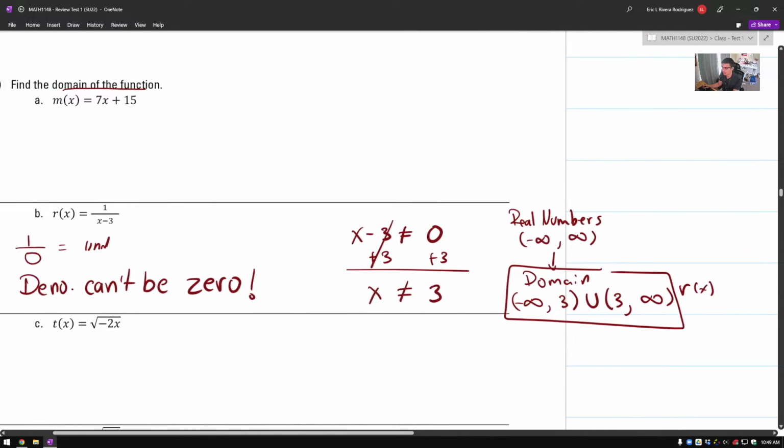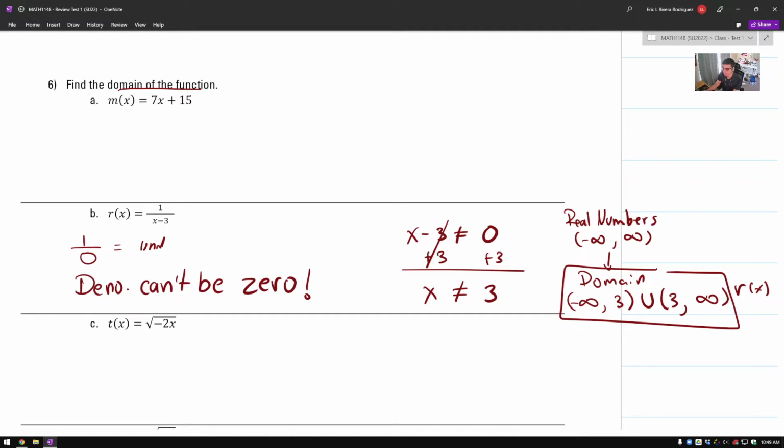Okay, we modify the interval of the real numbers based on the restriction that we have. So we have a restriction: the denominator cannot be equal to 0. So we check which value of x makes the denominator equal to 0. That value is 3. And then we modify the real numbers to get the domain of the function. So from negative infinity to 3, union 3 to positive infinity. Okay? This equation here doesn't have any restriction. So the domain is from negative infinity to positive infinity.